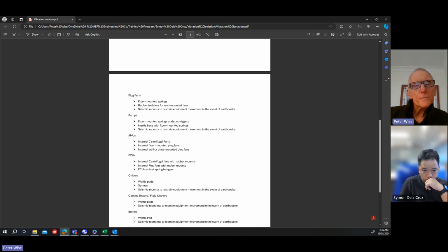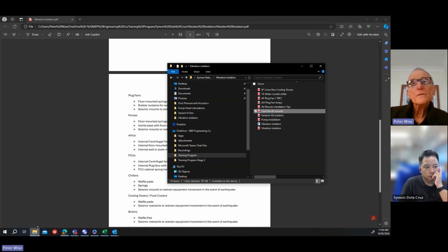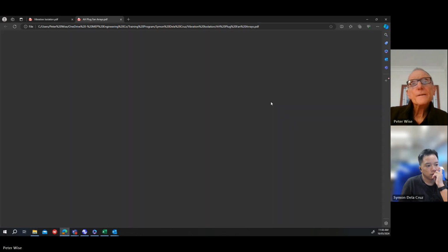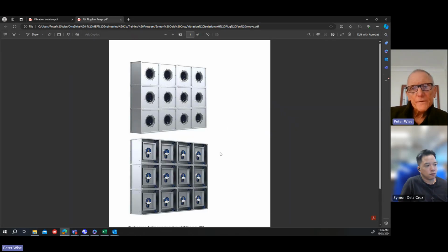So plug fans, are you familiar with plug fans? Again, they use them a lot in air handling units now, the bigger ones. We used to use centrifugal fans, but now we tend to use plug fans. They can be either floor mounted on springs, or they might be in an array on the wall of an air handling unit. I don't know whether you've seen that. I might have a picture of that, I think. Yeah, this one. Have you seen this sort of thing?